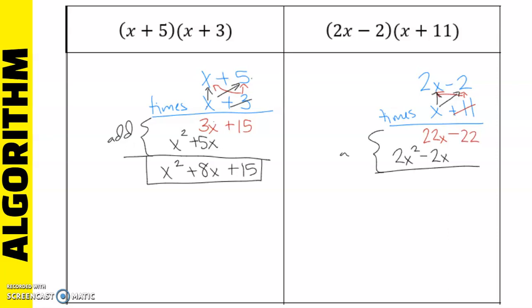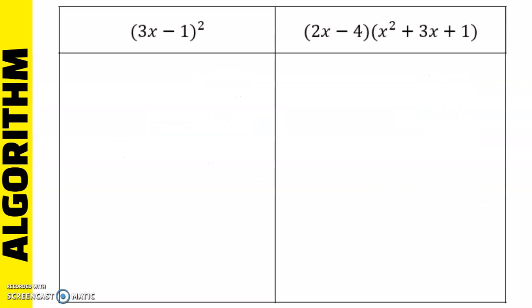X times 2x is 2x squared. And I'm going to add the rows together. So that's going to be 2x squared. 22x minus 2x is positive 20x. And then I have the negative 22. How are you feeling about that? Just like regular multiplication. So what if I have variables? Don't let that throw you off. Mind your signs, mind your exponents. Those are the biggest trip ups.